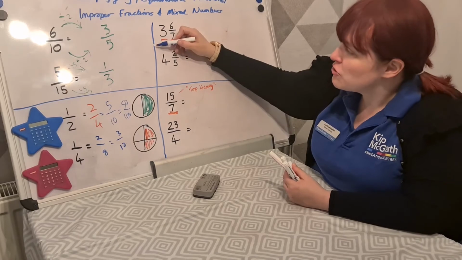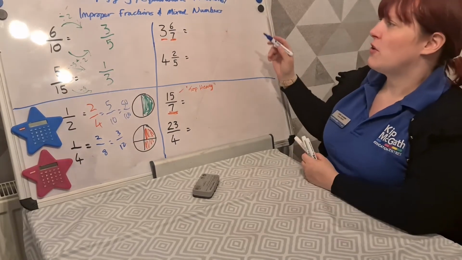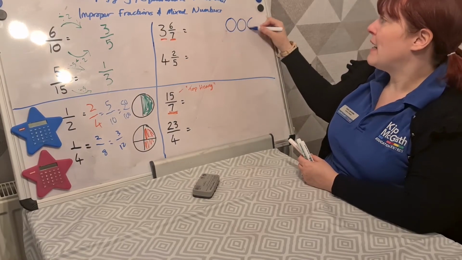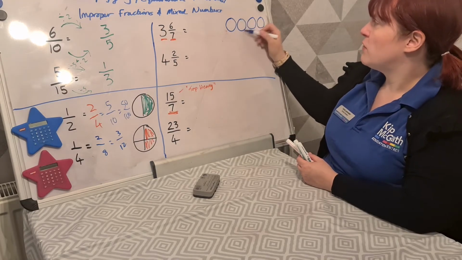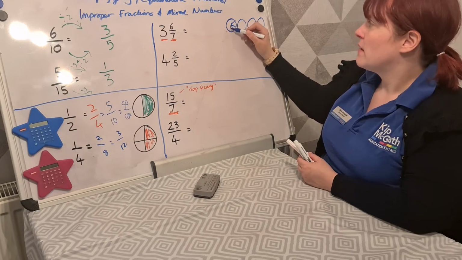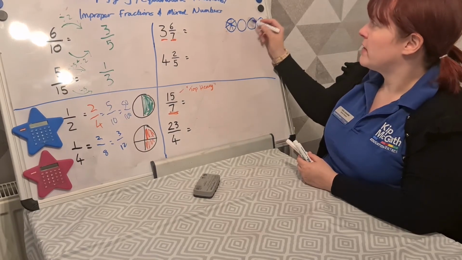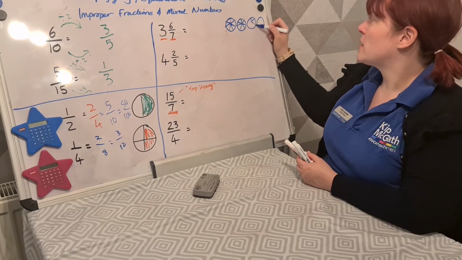Again, when I first introduced this, I always start with drawing the pictures. So for this one, I've got 3 and 6 out of 7. So what I've got is 4 pies. These ones are 3 full ones, and a full one is still split into 7. I wish I'd picked a nicer number to split. 1, 2, 3, 4, 5, 6, 7. There we go.